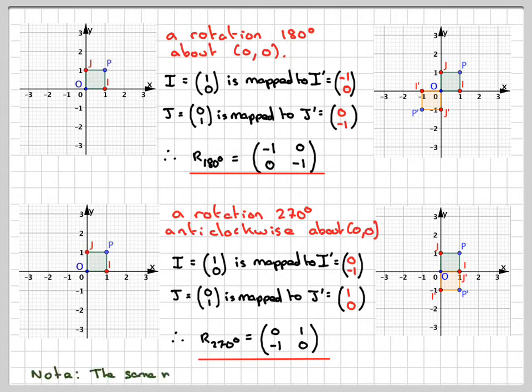Note that this also gives me the matrix applying for a rotation 90 degrees clockwise about (0, 0). But remember, if we go around that way, the angle is positive. If we go around that way, the angle is negative.